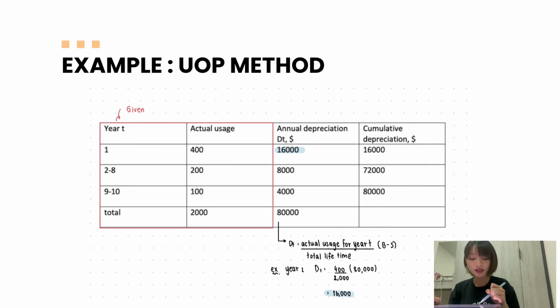So D1 is equal to 16,000. And we calculate all the columns. So it gives 16,000 in year 1. From year 2 to year 8 it gives 8,000, and from year 9 to year 10 it gives 4,000, and the total gives 80,000.